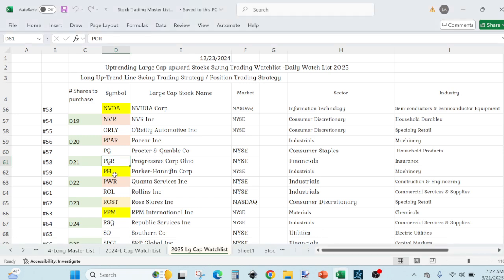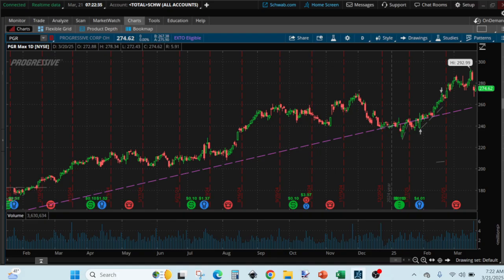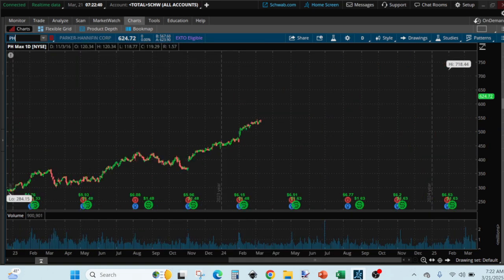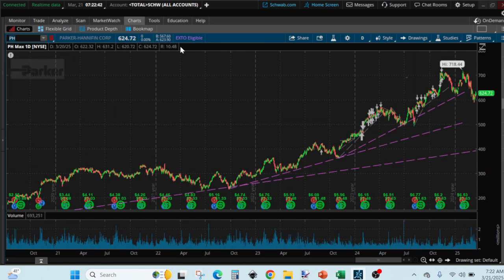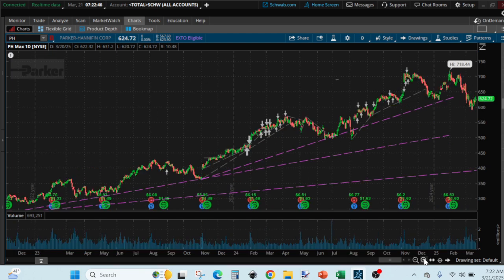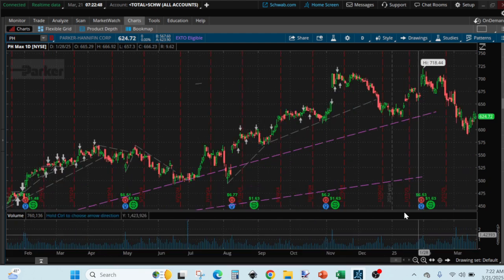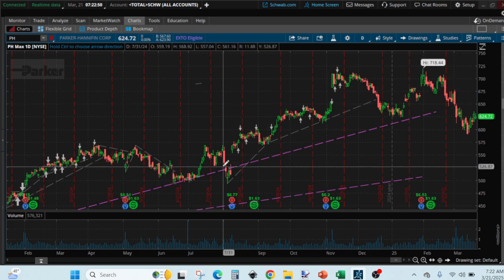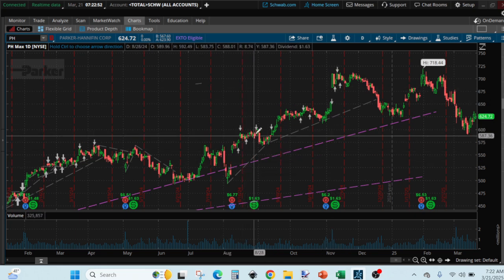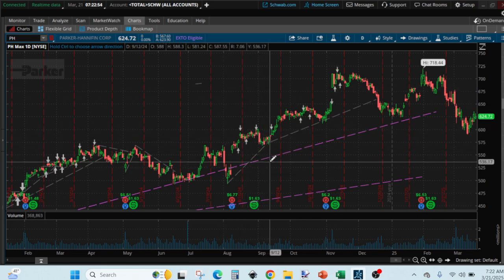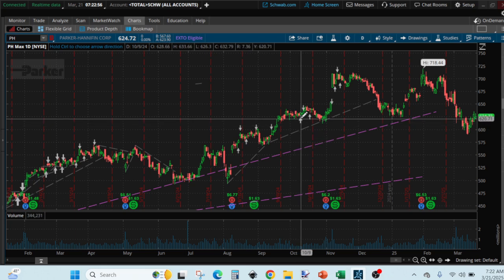So the next one we are going to analyze is PH, and PH is an example of a stock you purchase at the wrong place. We came across one before as well, PCAR, that we bought and bought it again. So PH, we traded multiple times, you see, bought it, a few days later sold it, bought it a few days later, sold it.